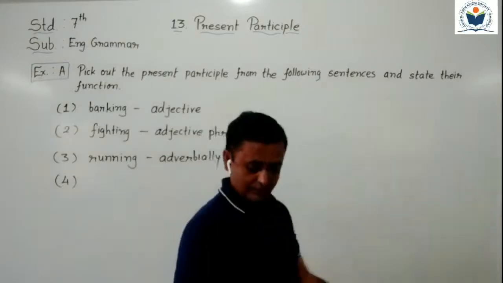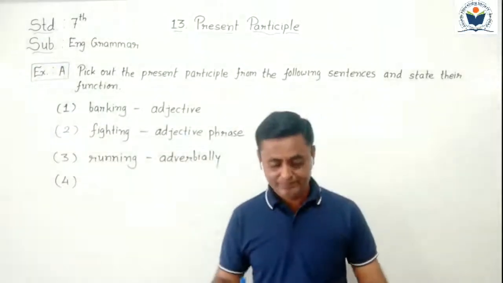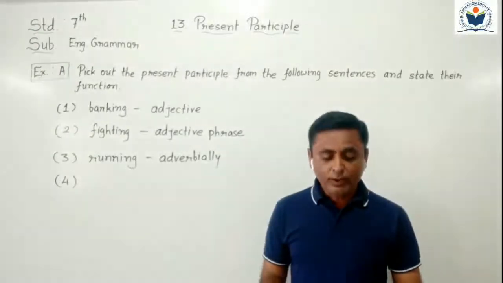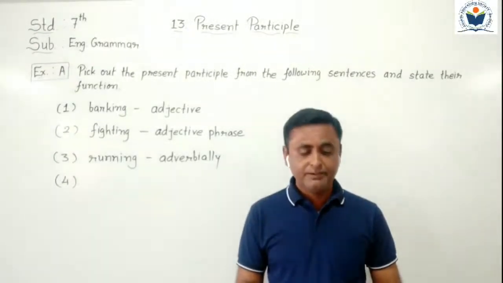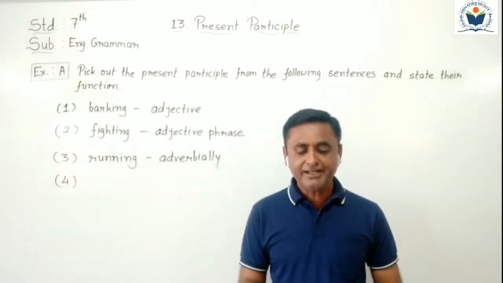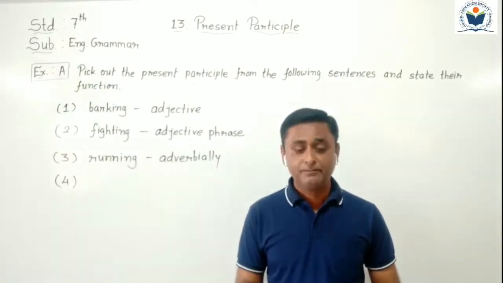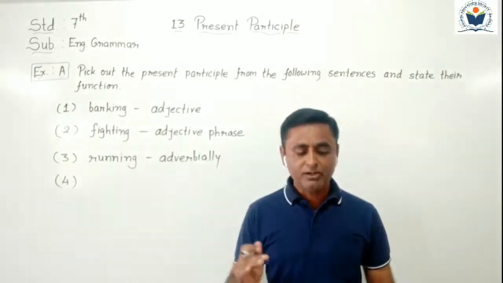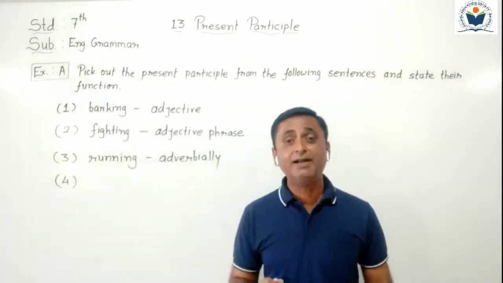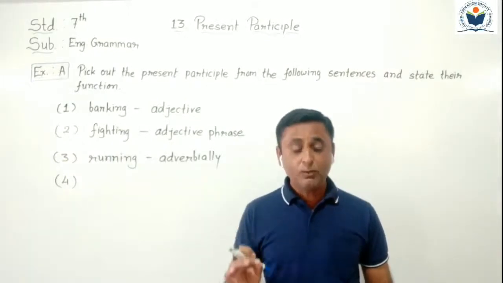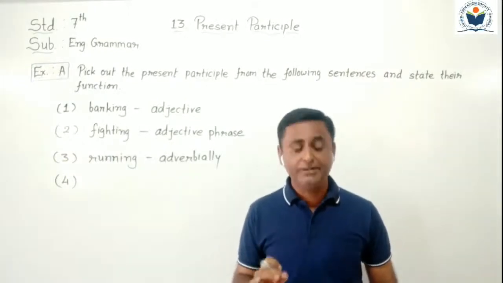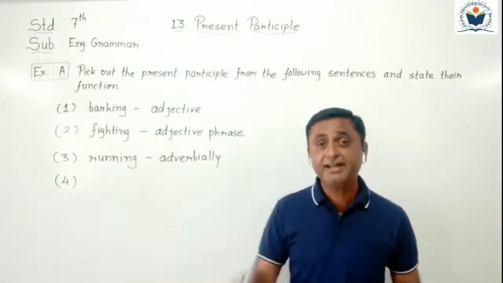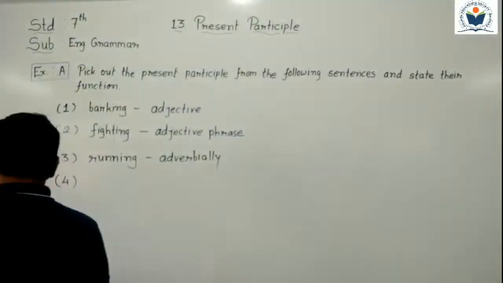Sentence number 4 on page number 46. See, sentence number 4 is given here. Standing on his head, the clown was juggling 10 balls at one time. So, which is the present participle here? Can you identify from the sentence? Find out the ing form. Yes, standing is the present participle here.